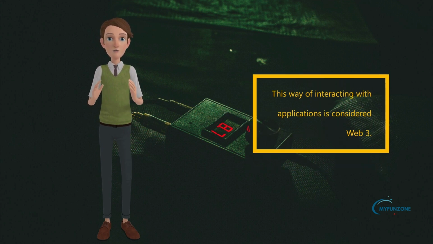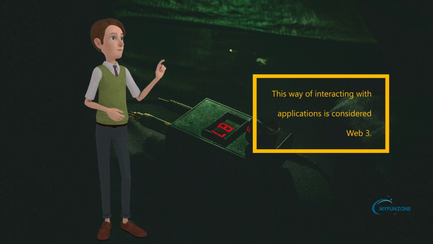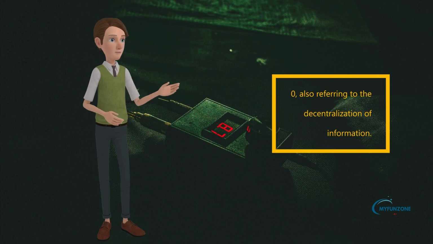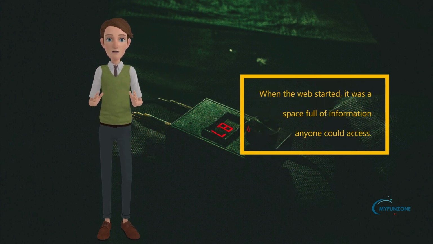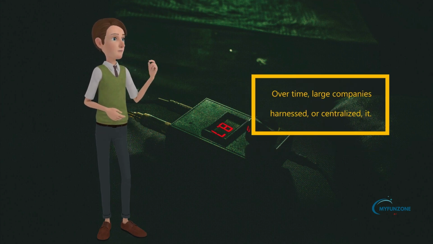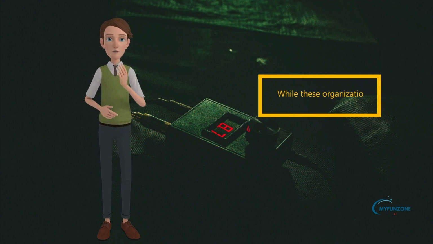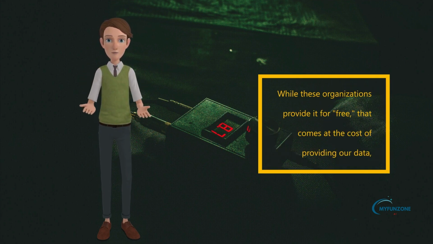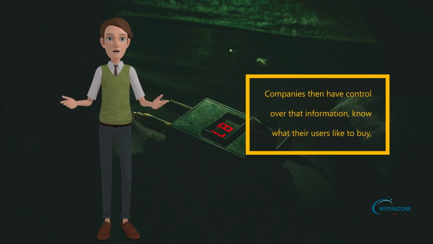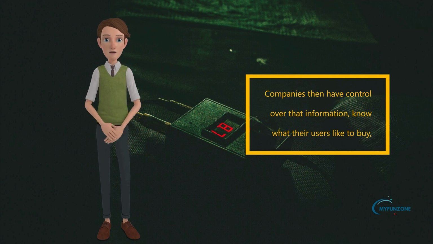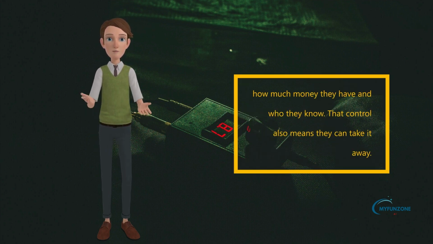This way of interacting with applications is considered Web 3.0, also referring to the decentralization of information. When the web started, it was a space full of information anyone could access. Over time, large companies harnessed, or centralized, it. While these organizations provide it for free, that comes at the cost of providing our data, which they then sell for profit. Companies then have control over that information, know what their users like to buy, how much money they have and who they know. That control also means they can take it away.